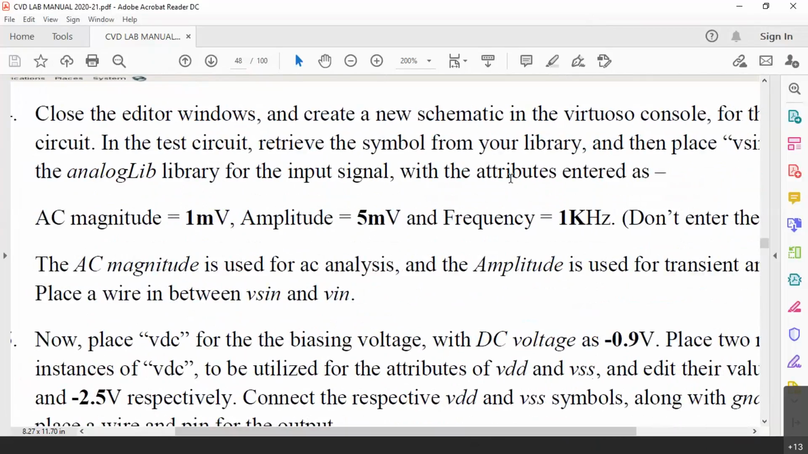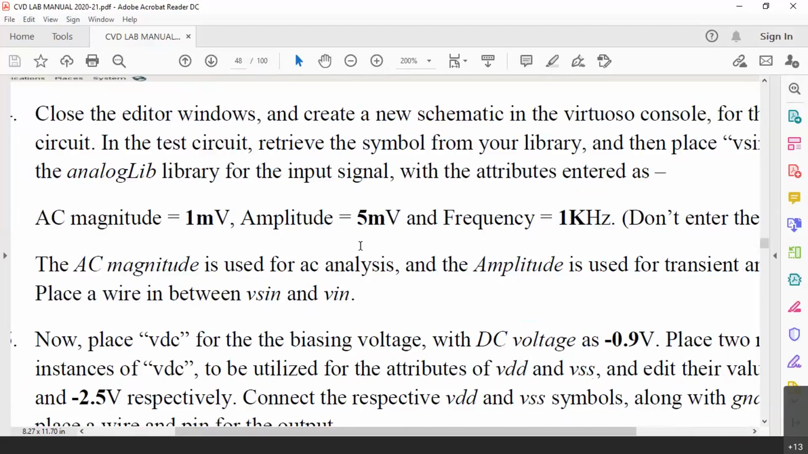And DC analysis is for checking the transfer curve, and the transient analysis is for verifying the shape of the output waveform. So that way, we will have to set the AC magnitude as 1 millivolt for obtaining AC response. The amplitude 5 millivolts is for checking the waveform shape in the transient analysis. It is not mandatory that you have to keep it at 5 millivolts. You can keep this also as 1 millivolt. It doesn't matter. Here I had made it 5 millivolts so that the waveform will be much larger.